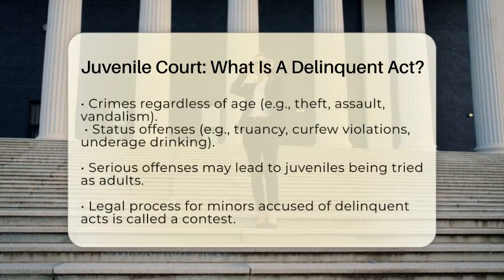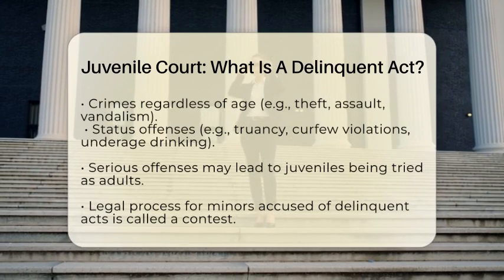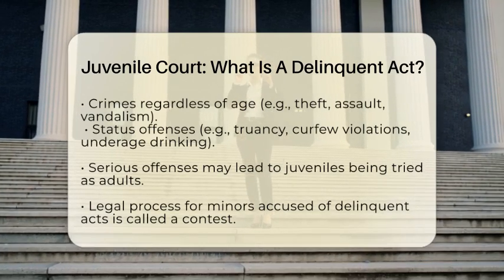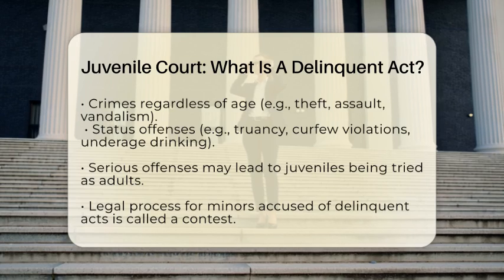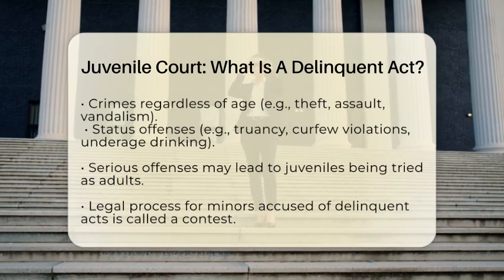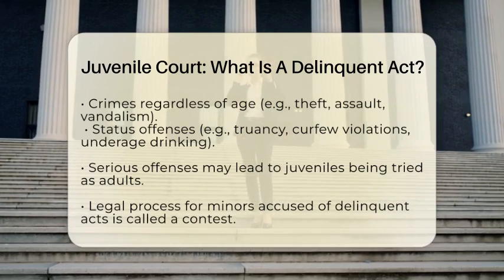The second category is known as status offenses. These are actions that are only considered offenses because of the minor's age. Examples include truancy, which is skipping school, violating curfew, or underage drinking. If an adult did these things, they would not be considered crimes.